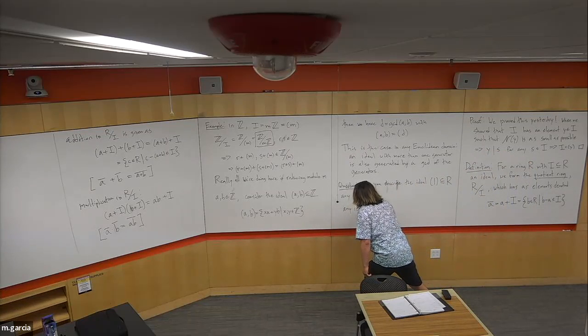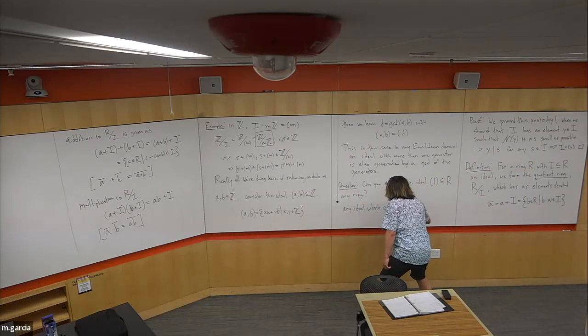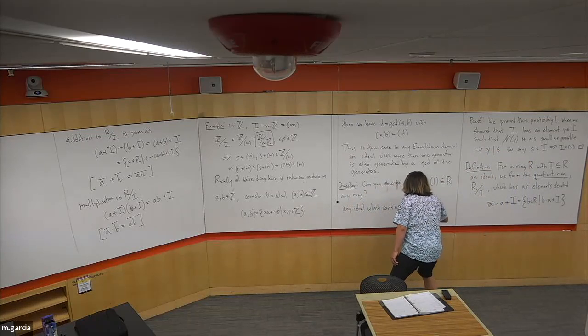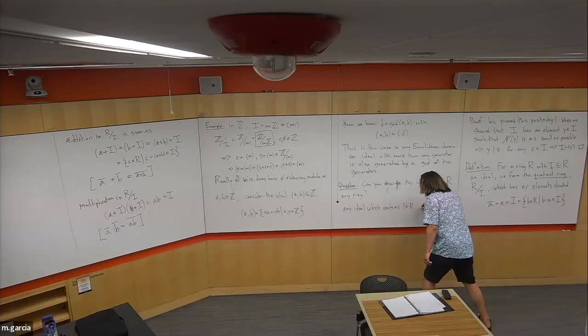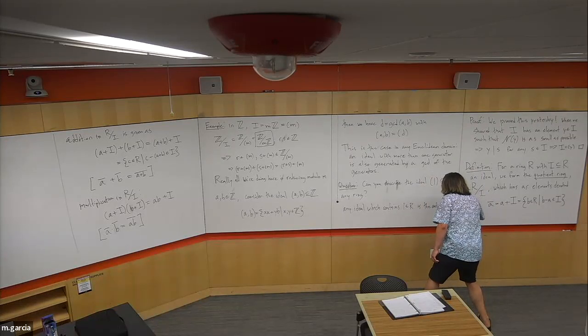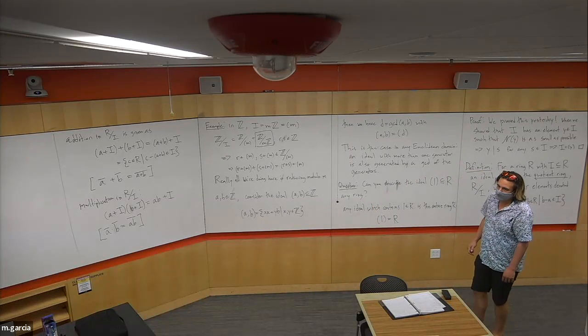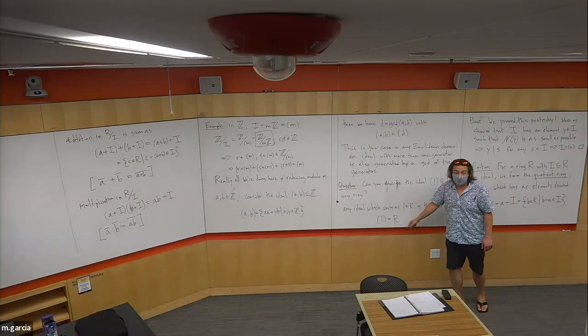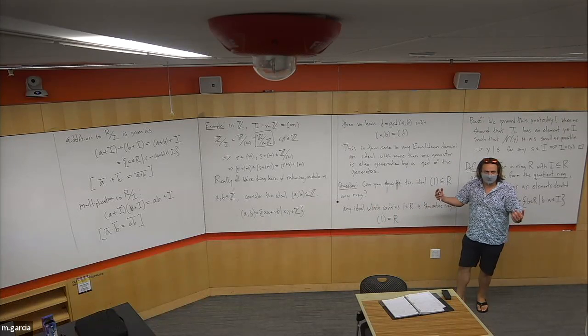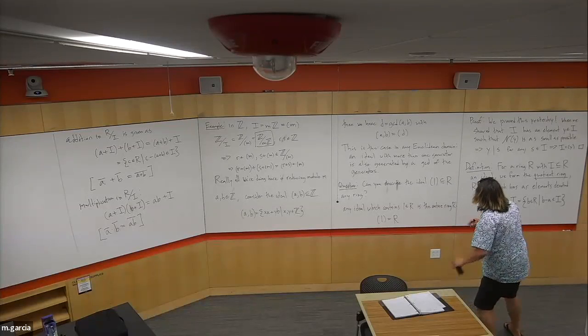Any ideal which contains 1, the multiplicative identity in R, is the entire ring. So for example, the ideal generated by 1 is equal to the entire ring R. And you can check, of course, that R is an ideal of R because it's closed under addition and is absorptive. It already contains everything. So, okay, now.